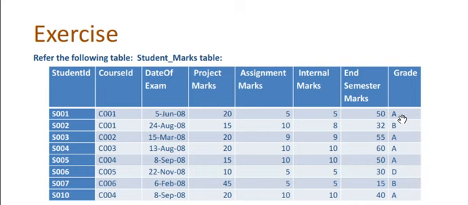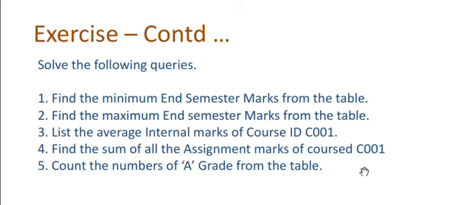A, and A. How many are there here? 1, 2, 3, 4, 5. So your output will be 5. The count will be 5. That means 5 students have secured A grades. So this is all about aggregate functions.